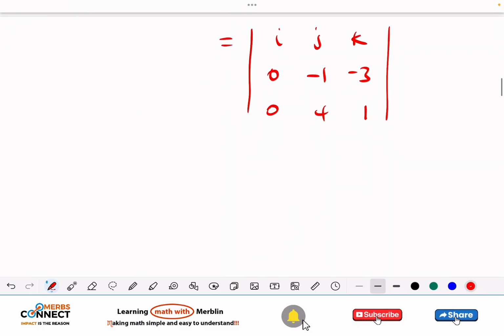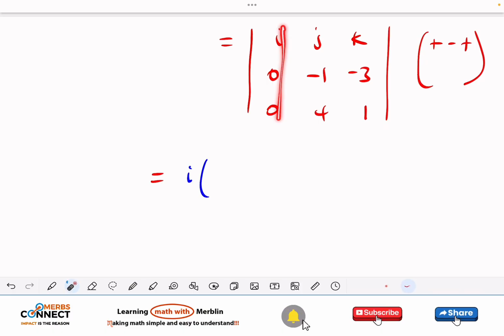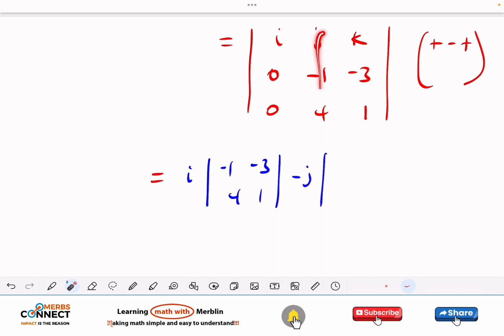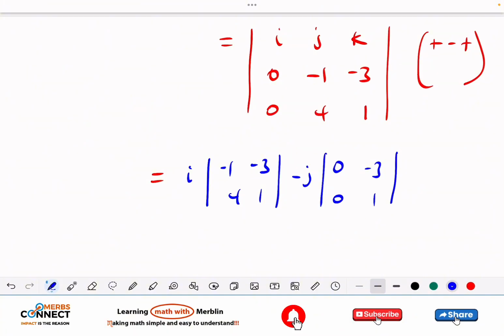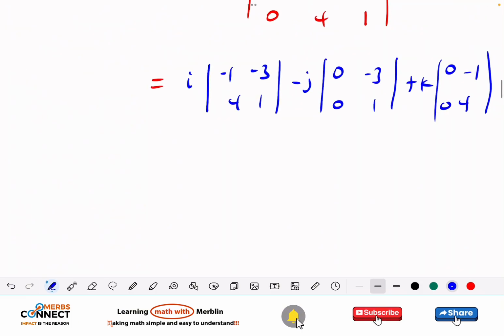So let's just go through the process. I'm picking the direction, the top, so plus or minus, like this. So I'm going to have i. Then when I cross this and that, I'm going to have -1, -3, 4, 1. Then minus j, when I cross this and this, I have 0, -3, 0, 1, plus k. Then when I cross k like this, I have 0, -1, 0, and 4. So this is what I'm going to get from this.